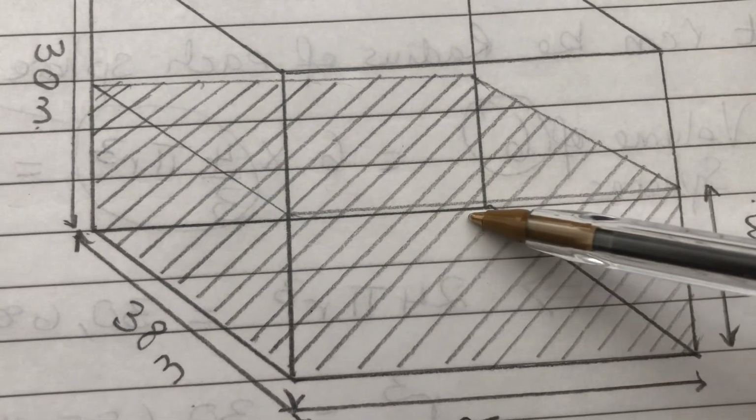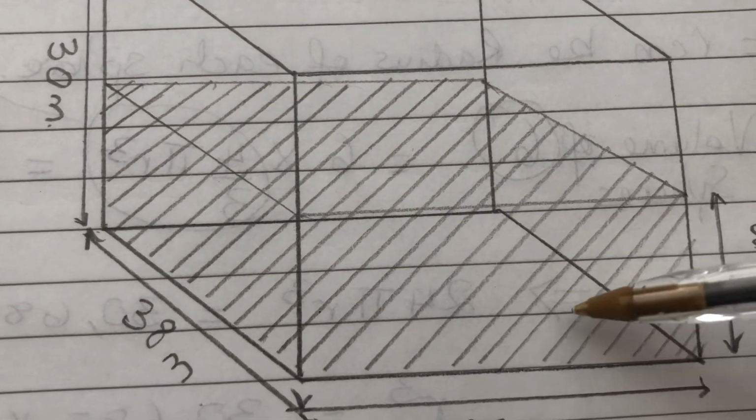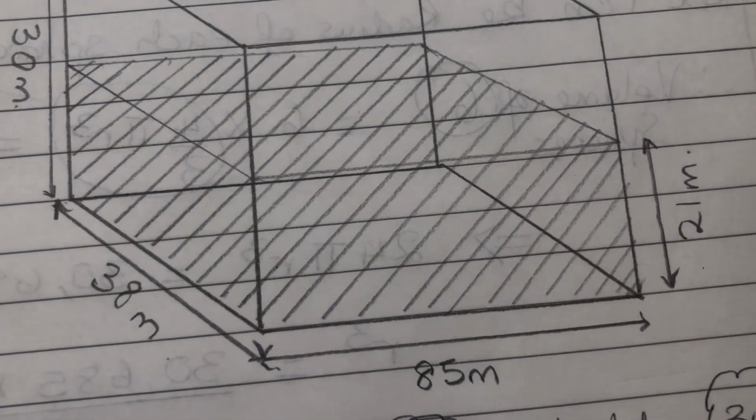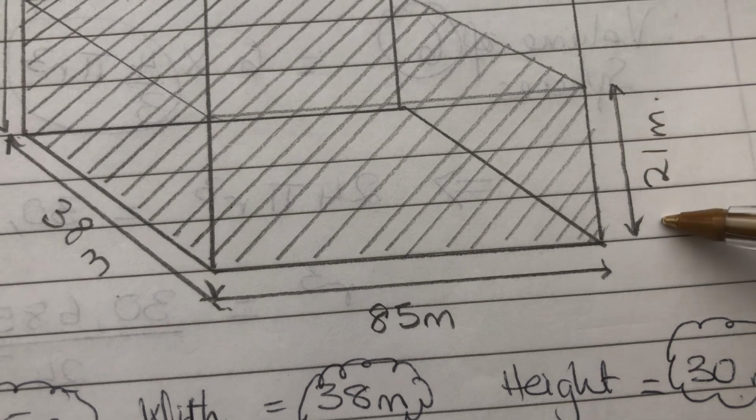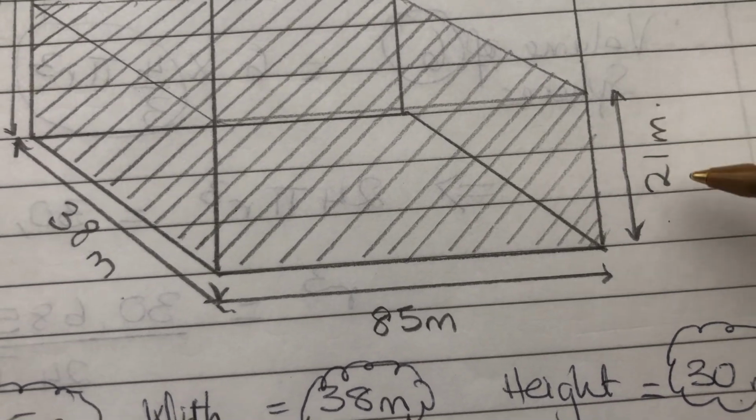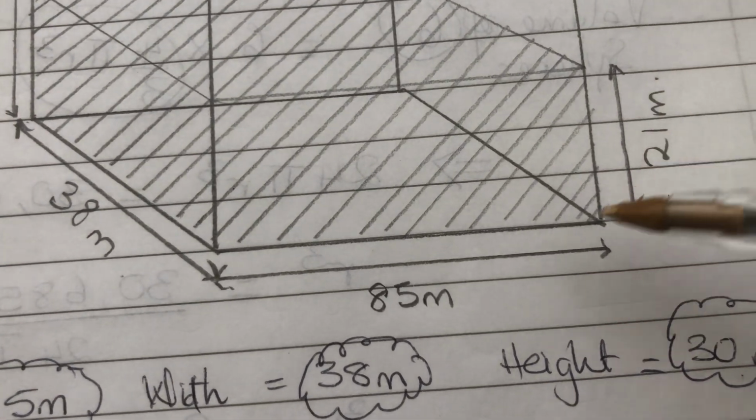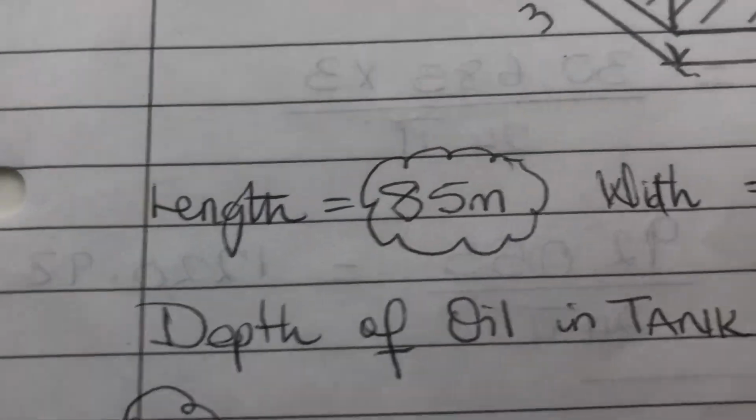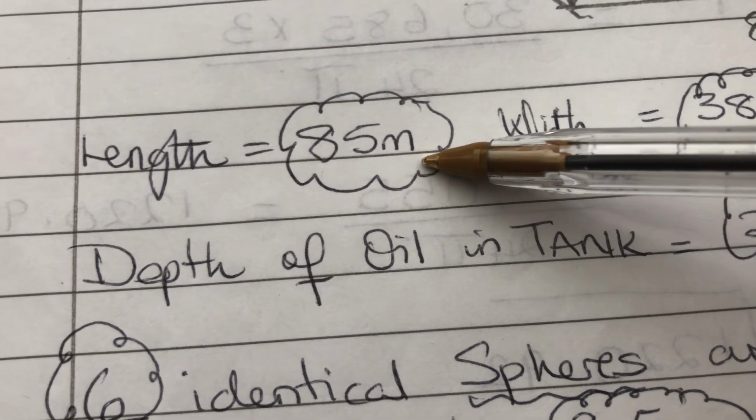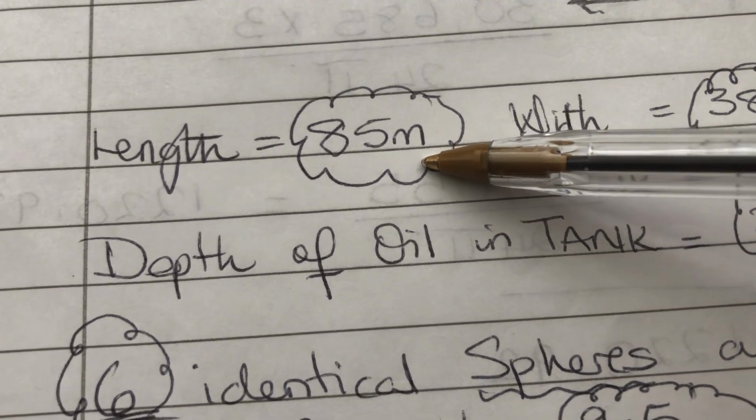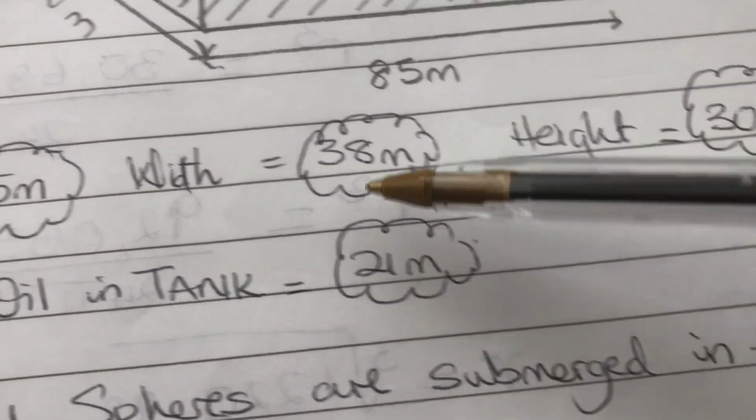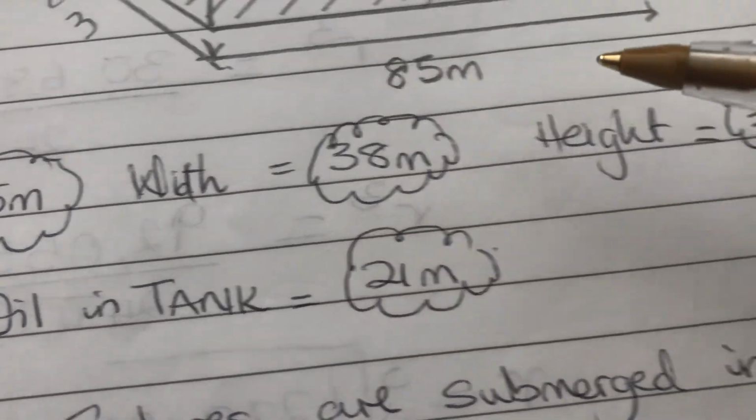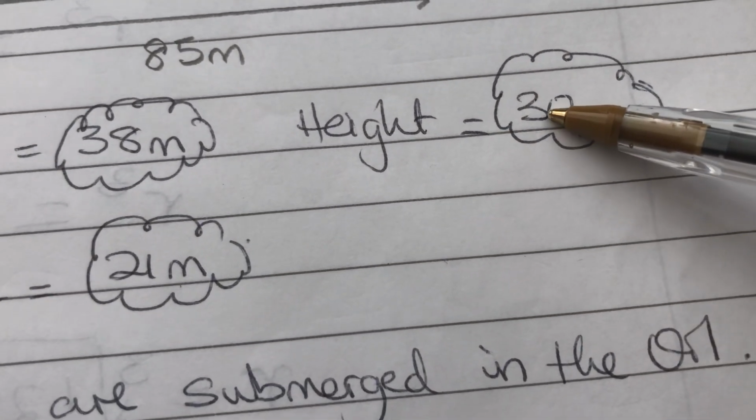So maybe it's gone down and they put in 6 identical spheres to lift it up. Now, the original height of the oil is 21 meters. Note the units, okay? Here you have the length of the tank, 85 meters. That is a very big one. The width is 38 meters, as in the diagram, and the height is 30.